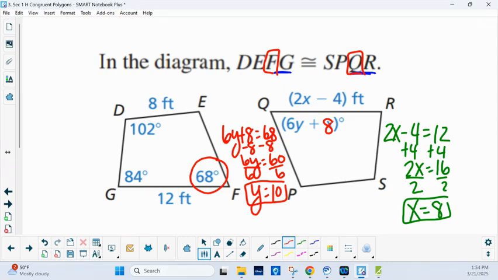Okay, I might have given you one where you're going to have to create a system. I can't remember if I did, because both of these will have x and y. So you might have to say like, okay, 6y plus 8 equals 68, and 2x minus 4y equals whatever, and do a system with elimination. I can't remember if I did or not, but you might have to, if there's both x and y on both.